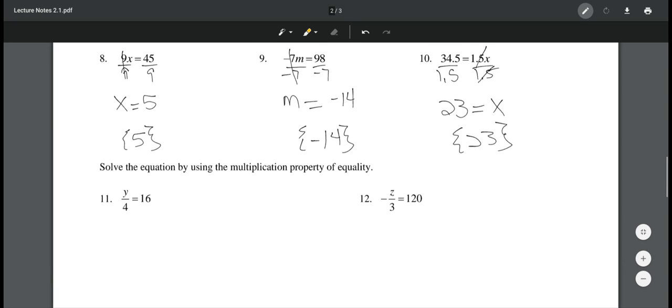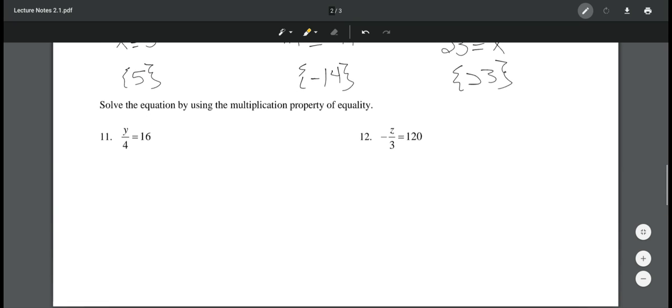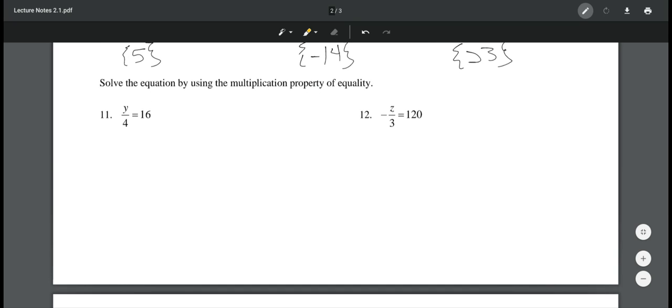Now, I told you just a minute ago that I would show you how you could use the multiplication property of equality to solve equations.